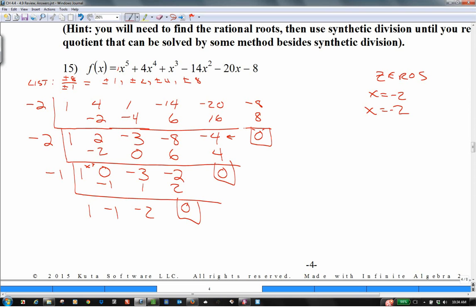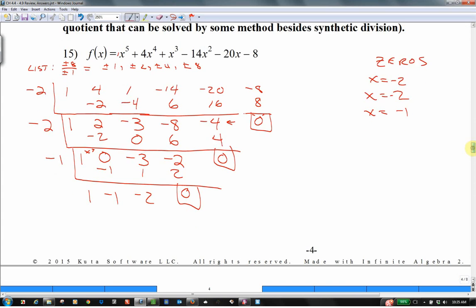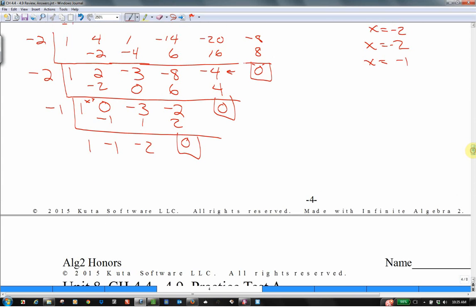X is a -1. And now I have a quadratic left, and I'm going to check to see if I could factor that. If not, I could always use the quadratic formula. What I have left is x squared minus x minus 2. So I'm thinking to myself, two numbers that multiply to -2 but add to -1. So how about this? x minus 2, x plus 1 equal to 0. So this zero would be x equal to 2. x is a -1.